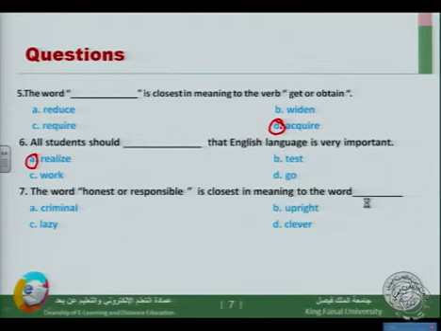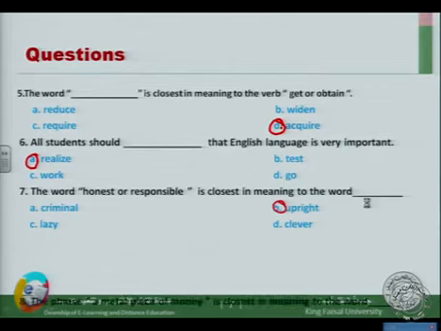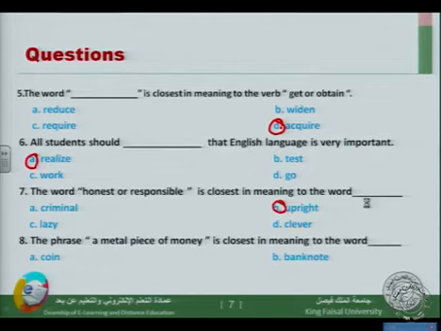The word honest or responsible is the closest in meaning to the word criminal, upright, lazy, clever. The answer is upright. Criminal means a criminal, lazy means lazy, clever means smart, upright means honest or responsible. The phrase a metal piece of money is close in meaning to the word coin, banknote, paper, invoice. The answer is coin.